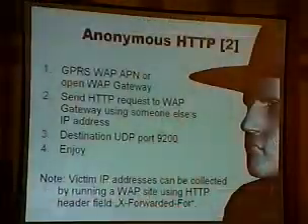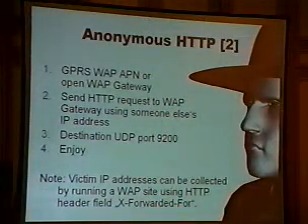This is actually the how to do it. You take a GPRS WAP APN, or you can also use an open WAP gateway on the internet. There are some companies providing free WAP gateways. So you don't necessarily need a mobile phone to do that. You send the HTTP request to the WAP gateway using someone else's IP address. Your device should be capable of doing that. The destination port is UDP 9200, in contrast to 9201, which is the session-based WSP port. And, well, enjoy.